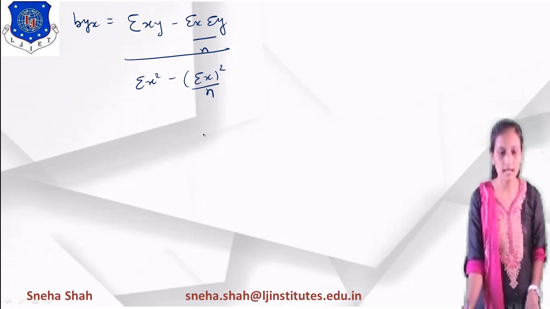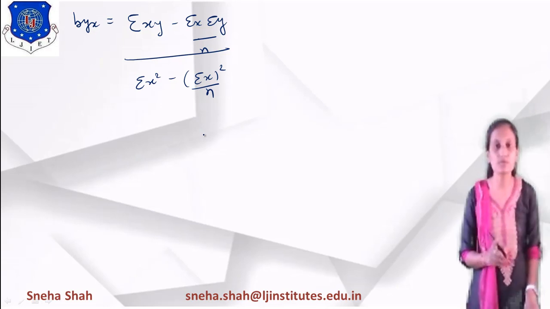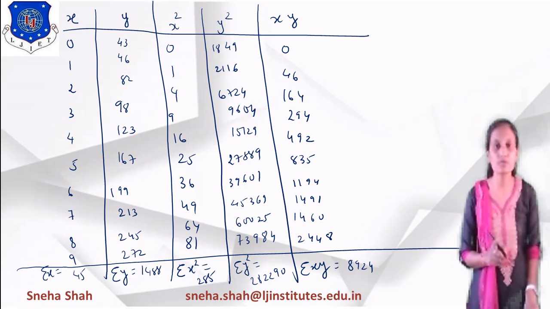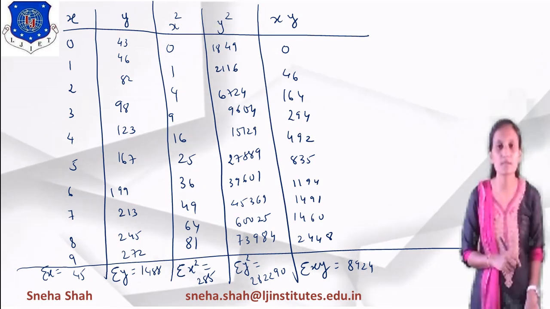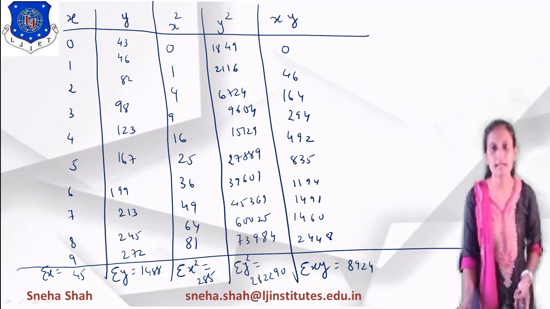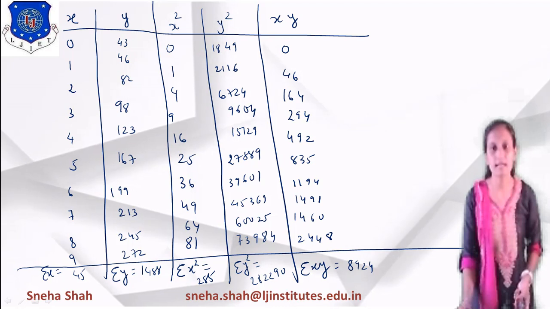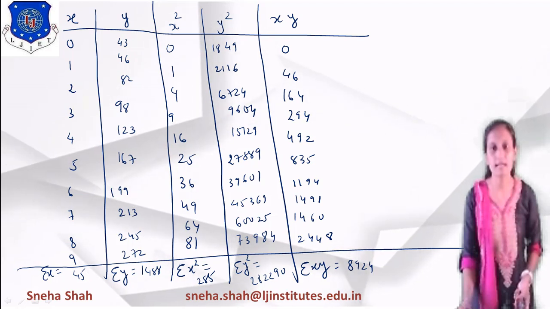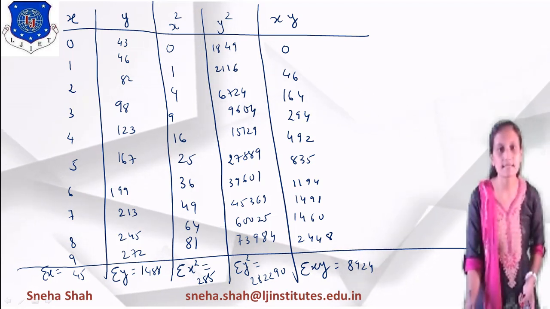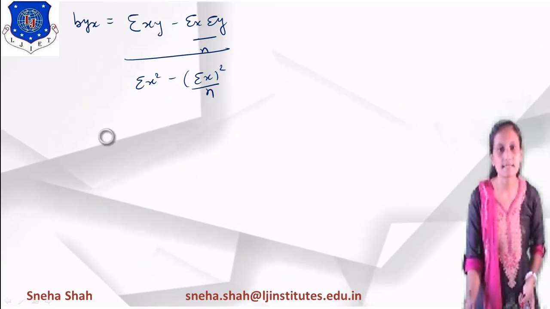Now what is the value of n? n means number of samples. As you know, x is ranging from 0 to 9, so the number of samples will be 10. So the value of n equals 10. Now what is the value of summation xy? In the last slide we have seen that summation xy equals 8924, right? Now what is the value of summation x? Summation x equals 45. And what is the value of summation x square? Its value equals 285, right? So we're putting all these values in this equation.